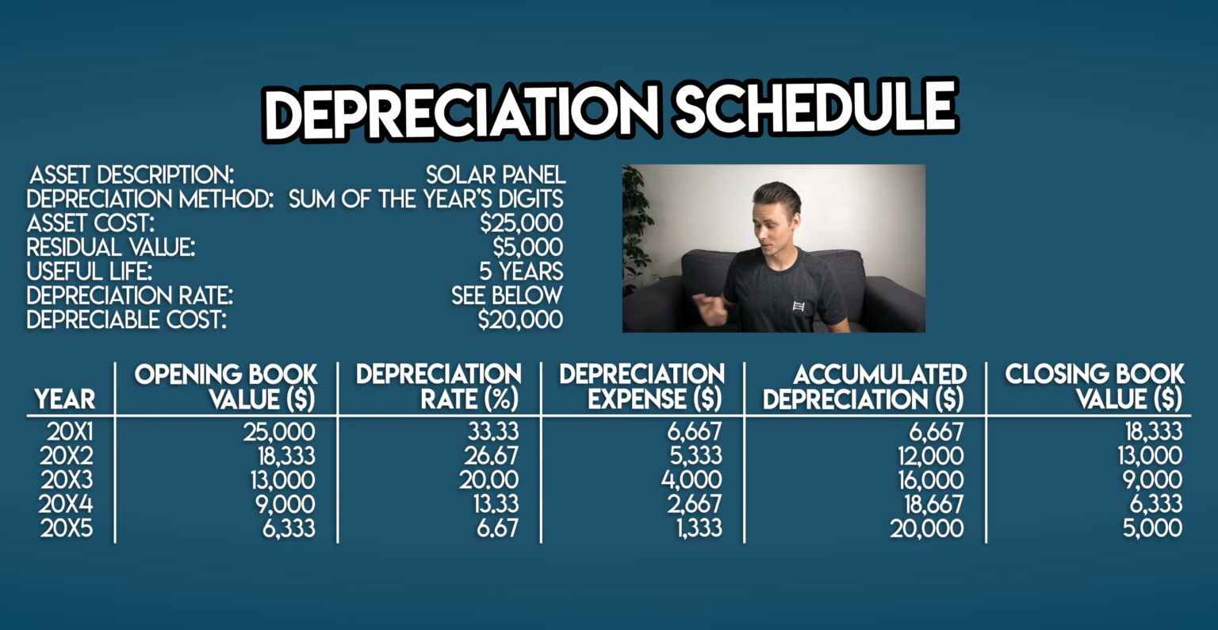Your asset cost at the start is $25,000, and we've written off a depreciation expense to your income statement each year. After 5 years, the closing book value of your solar panel has decreased to $5,000, which is exactly the same as the residual value that we picked at the start. This is just a handy little check to make sure that we've done things right. Let's have another look at all of this on a graph.